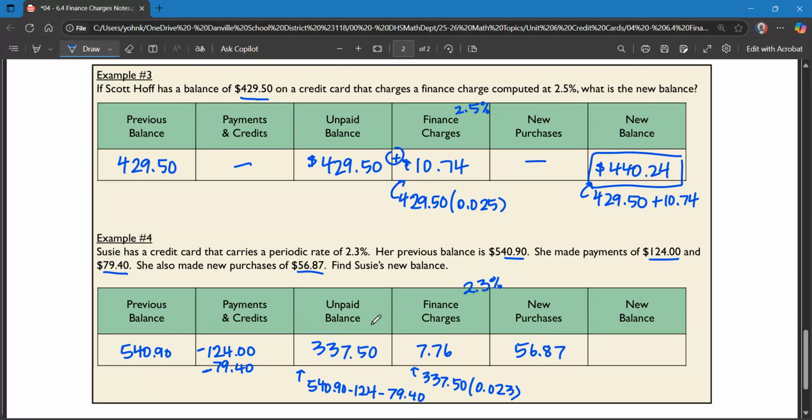So I'm going to take my unpaid balance, add my finance charges, and add my new purchases. So 337.50, add the 7.76, and add the 56.87. That's going to give me a new balance of $402.13. Make sure you pay it off or the vicious cycle keeps going.